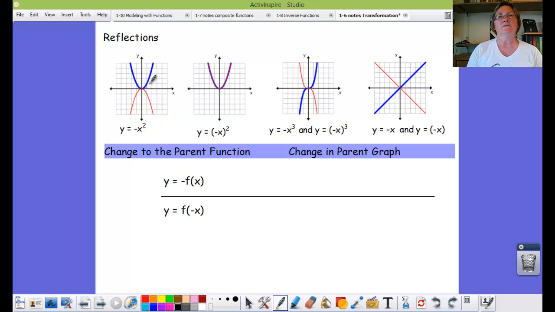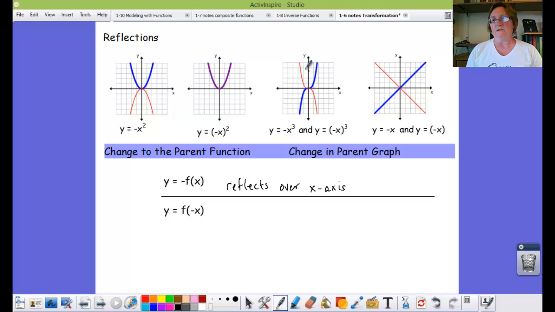In this one, y equals x squared is the parent function. Here you can see we've negated that. We've given it the opposite sign. And what happens with that is that it is reflected over the x-axis. And most of us will remember that. Reflects over x, because we've had lots of experience with that particular transformation.